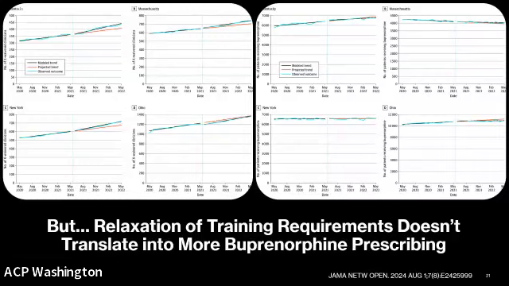So I'm a pro getting rid of the X waiver, that's great. The only thing to be cautious of is thinking that it's solved the problem. More work to be done on this, of course.